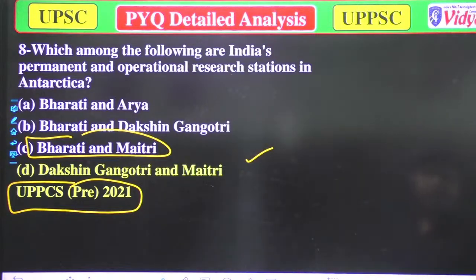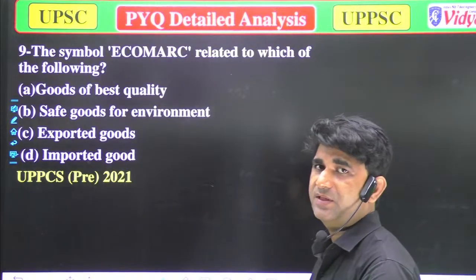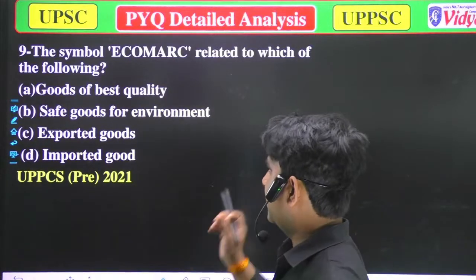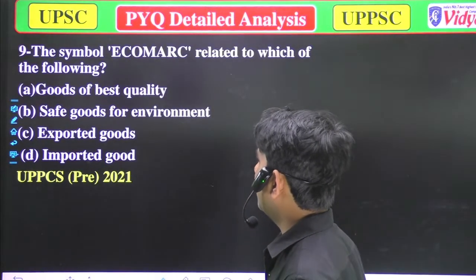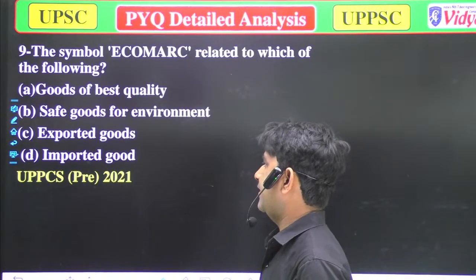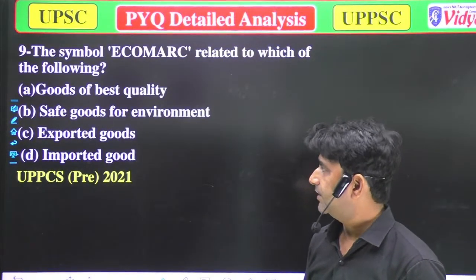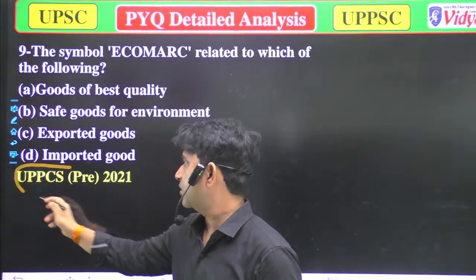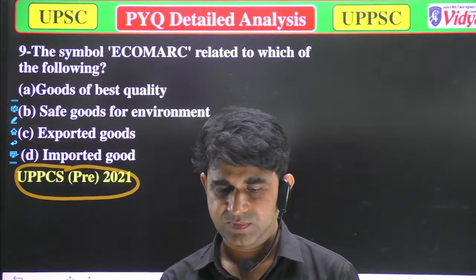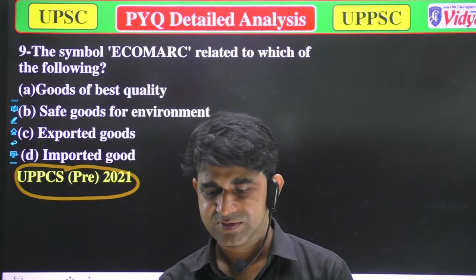Now we'll move to the next question. The symbol Eco Mark is related to which of the following? Our options are A, goods of best quality, B, goods safe for the environment, C, exported goods, and D, imported goods. That question was again asked in UPPSC 2021. So please tell me what the correct option will be, because I'm still waiting for a response.